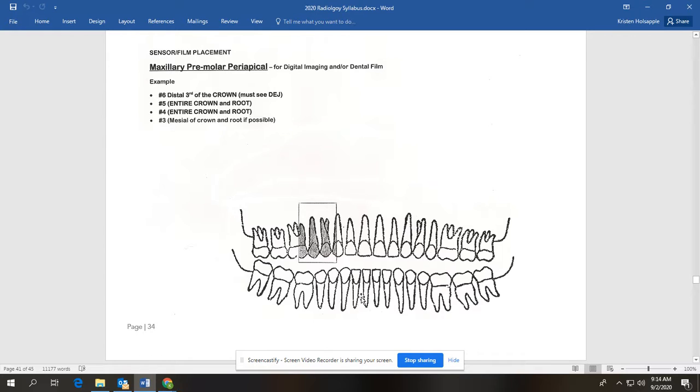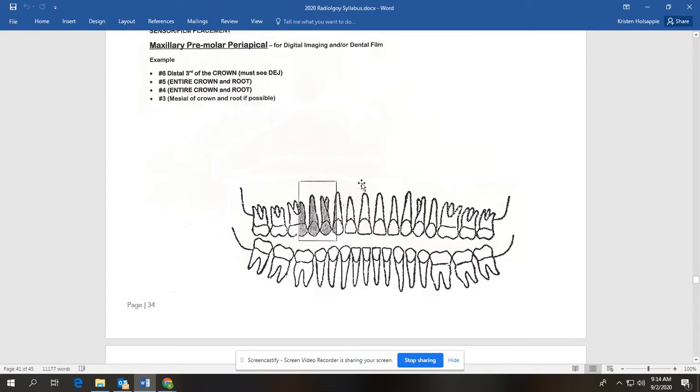Maxillary premolar. Whether you're doing digital or film, you have to have the distal of the canine, the entire crown and root of the premolars. Okay? So those are what are most important. Distal of number 6, and then the entire crown and root of number 4 and number 5.